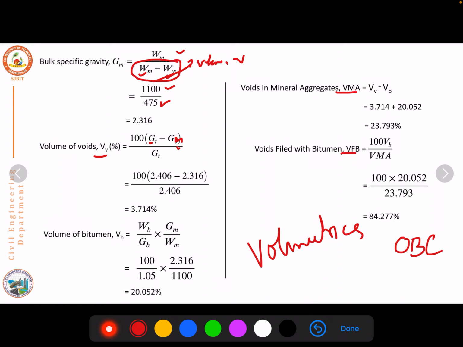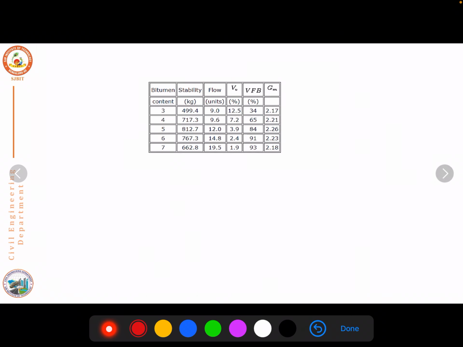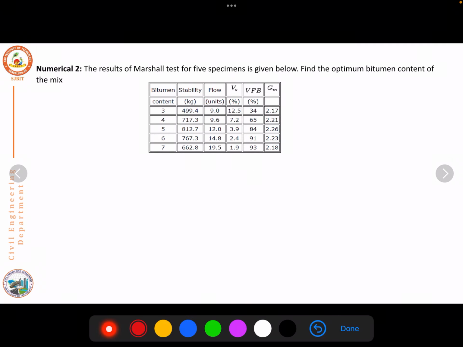And then we have to plot the graphs, taking binder content on the x-axis and the different volumetrics on the y-axis, to determine the optimum binder content. So now we'll see how the optimum binder content can be determined using the test results we get from the Marshall mix design. It can be taken from the second example.